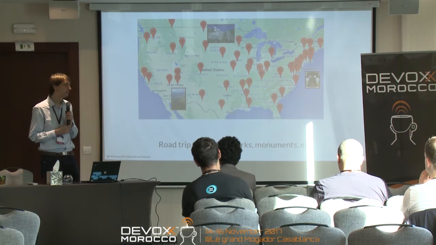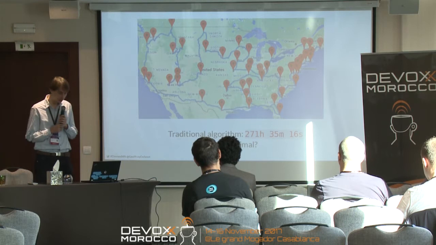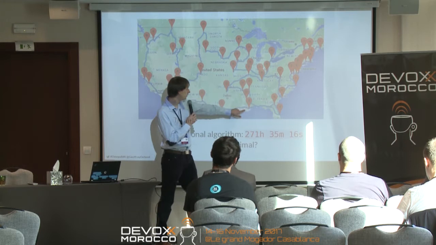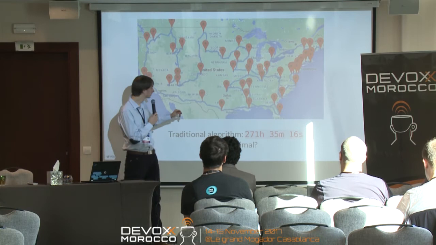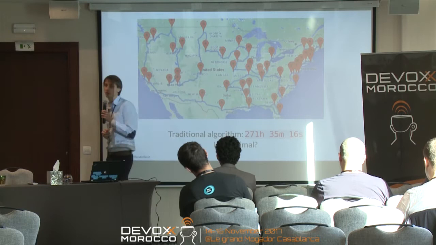So this is the result of a traditional algorithm. For example, let's say we start here in Louisiana. We go to Texas, New Mexico, and so forth. So this is an order. And as you can see, this is really using real roads on the map, of course, and real road distances. And this takes 271 hours to complete.